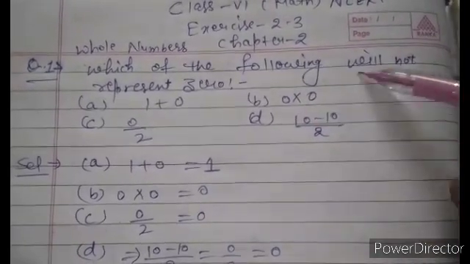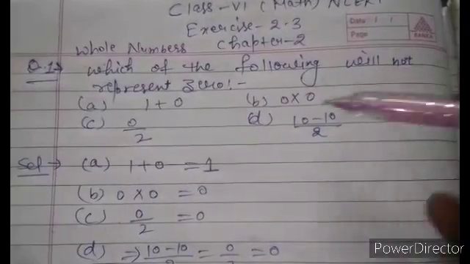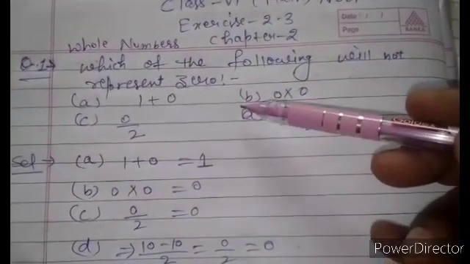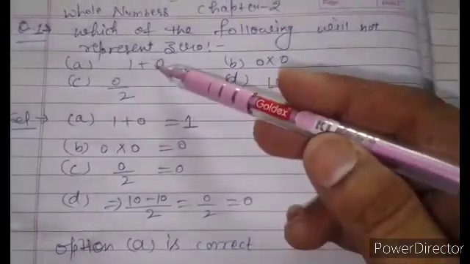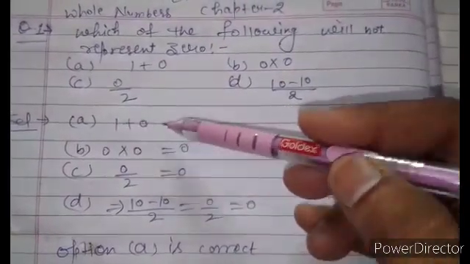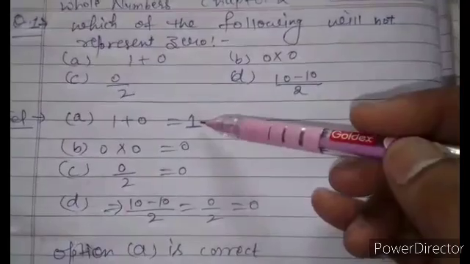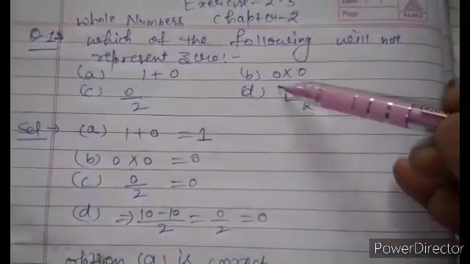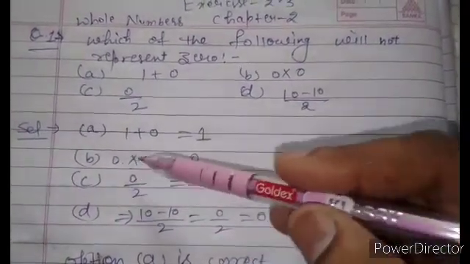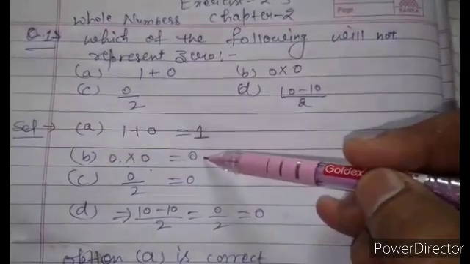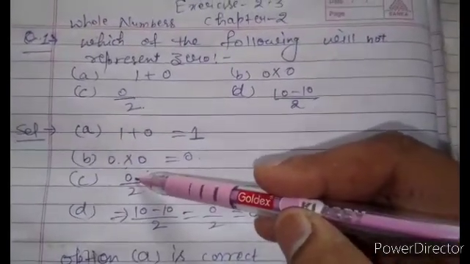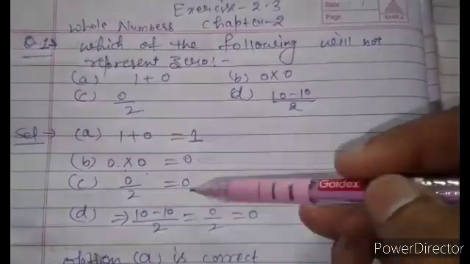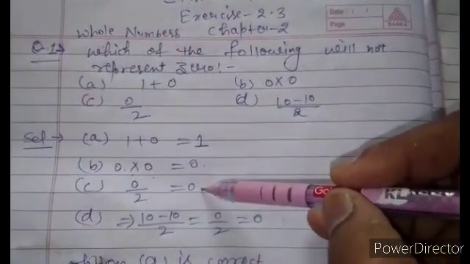0. Which of the following will not represent 0? Now you can see the solution. A, 1 plus 0. If we add 1 plus 0, we will get 1 as the answer. B, 0 multiply 0. If 0 is multiplied with 0, the answer will be 0. C, 0 upon 2. If the numerator is 0 and the denominator is any number, then the result will always be 0.